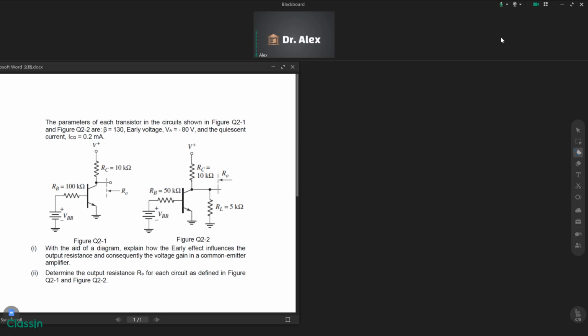Here today we will continue on these questions, and this question is about the bipolar transistor. First of all, we shall know some basic background knowledge. For the BJT, it can be divided into two types. One is NPN, and the other is PNP.